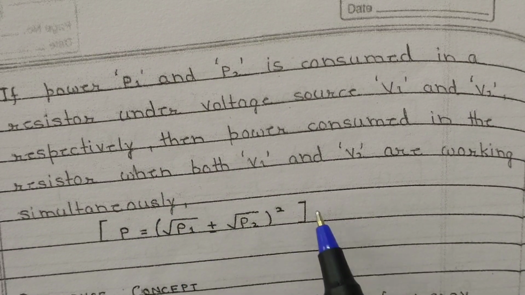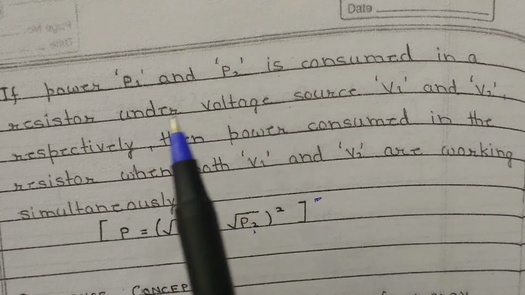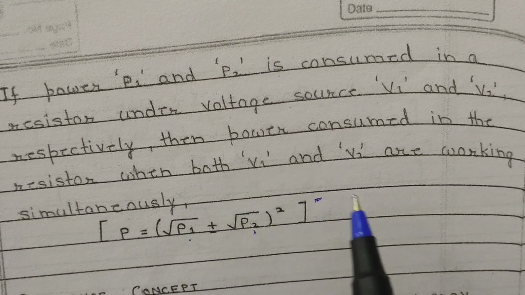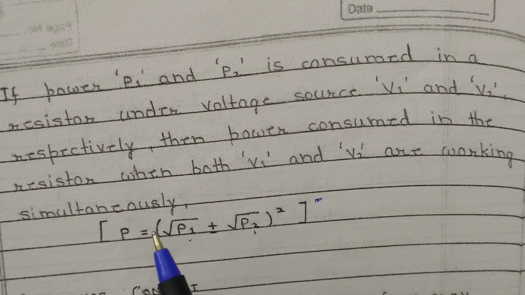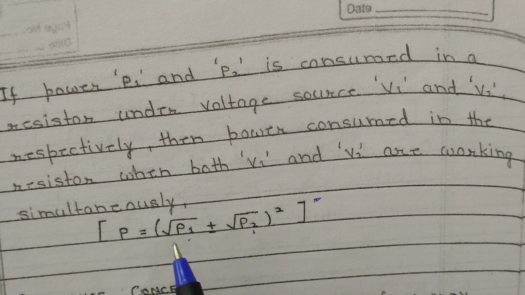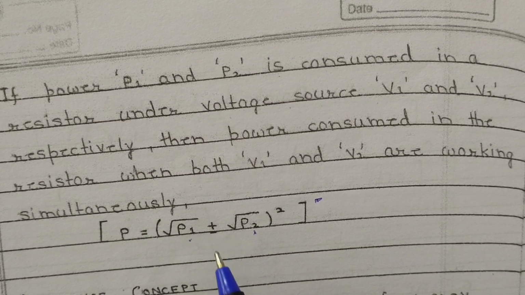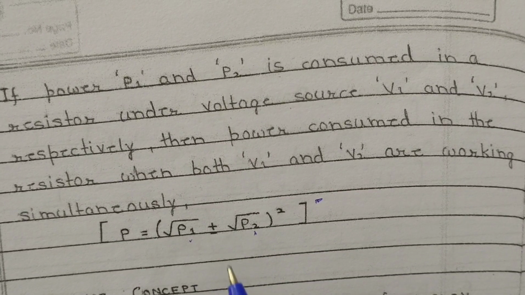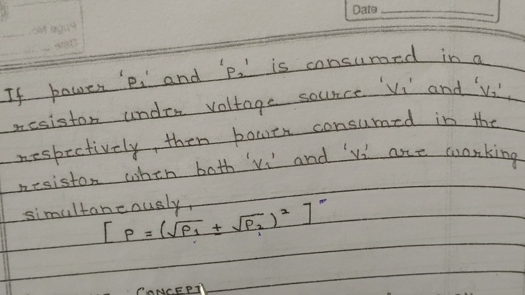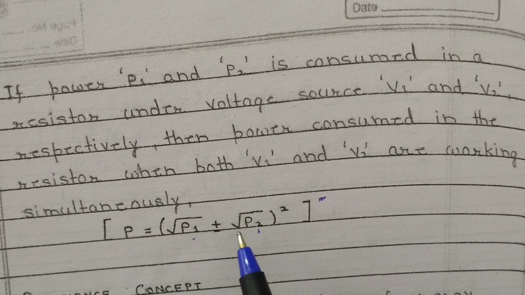This is one of the important formulas. These two powers are P1 and P2, the powers consumed under voltage source V1 and voltage source V2. The power consumed in the resistor when both sources are working simultaneously is P equal to the square of the sum of the individual power roots: root P1 plus or minus root P2, whole squared. Don't take P1 plus P2 whole squared. This is a common mistake everyone makes.